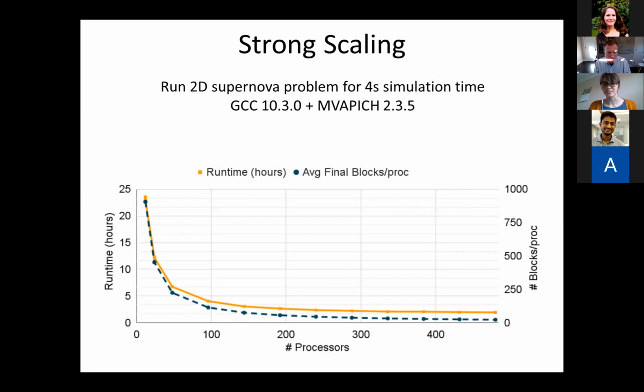So we did a strong scaling study with our supernova problem. And we found that we are able to scale our problem across nodes on Ookami until about 200 processors when it gets work starved. But so far, so good.